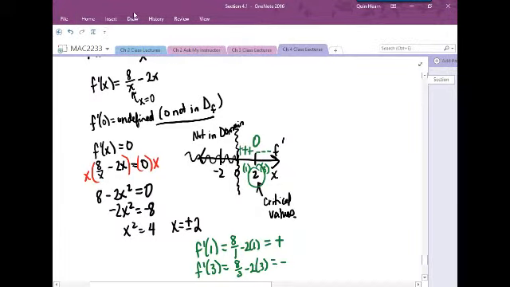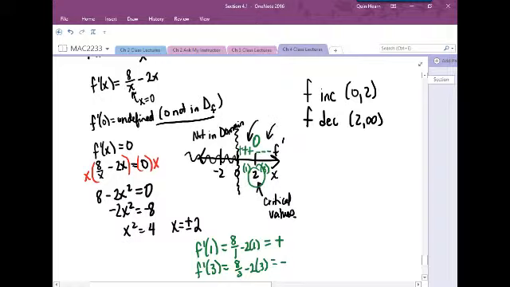All right, so we have completed our sign chart. We've identified our only critical value, which is 2. And now we need to identify intervals where f is increasing or decreasing. All right, so f is increasing on the interval from 0 to 2, and f is decreasing on the interval from 2 to infinity, right? Because increasing where the first derivative is positive, decreasing where the first derivative is negative.